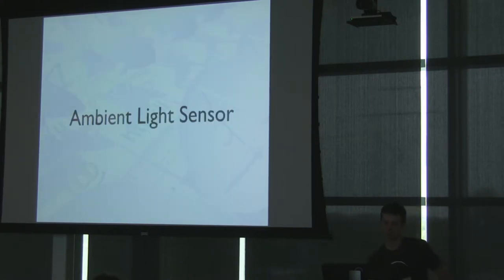The second feature is the ambient light sensor. Most of your phones have one of these. It dims the screen when you get into a dark room, et cetera.